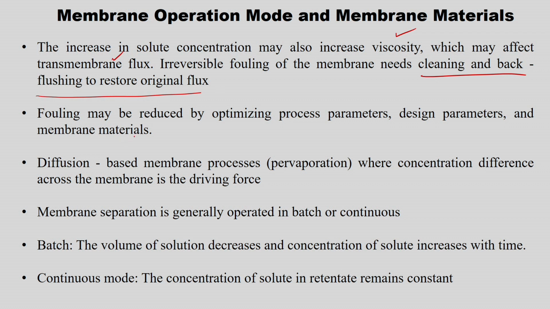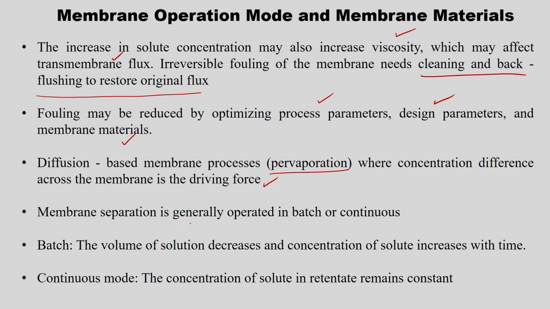The fouling may be reduced by optimizing the process parameters, design parameters as well as the membrane materials. Fouling is nothing but the concentration of the retentate on the membrane surface, which acts as an extra resistance for the permeate. The diffusion based membrane process, which is nothing but pervaporation, has the concentration difference across the membrane as the driving force. Here it is transmembrane pressure for other membrane separation operations.